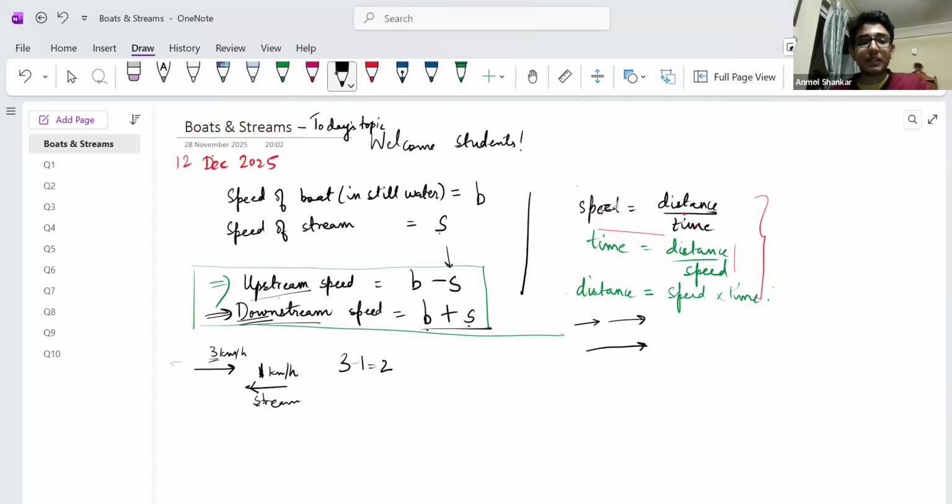In upstream you're going against the stream, so it is b minus s. So it will get subtracted. In downstream it will get added, because you are going in the direction of the stream. Boat and stream are in the same direction, so b plus s. That is the main point. Speed is equal to distance by time is the only other equation that is important here. Rearranging, we get time is equal to distance by speed, and distance is equal to speed into time. Right? So now we can go to the question.